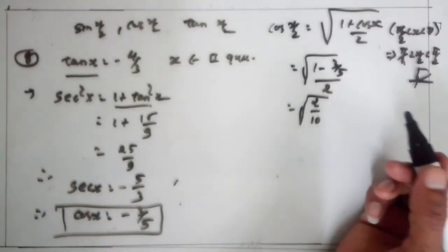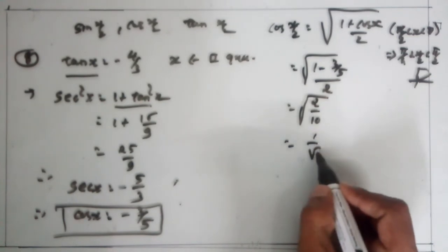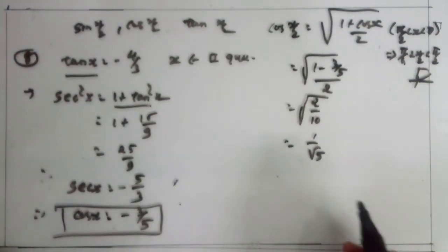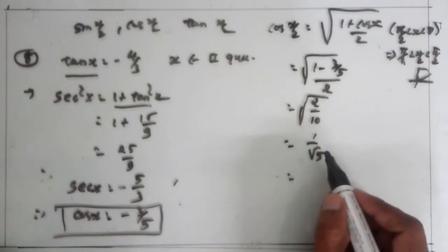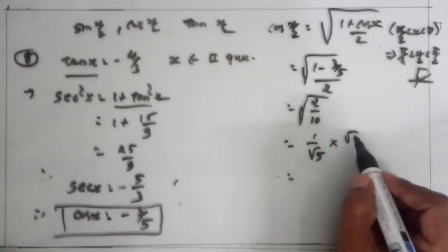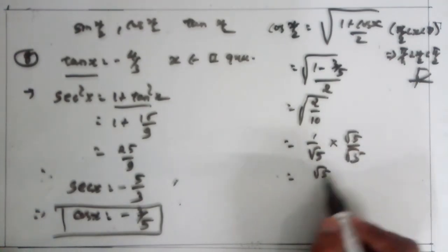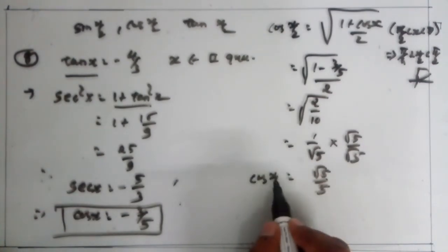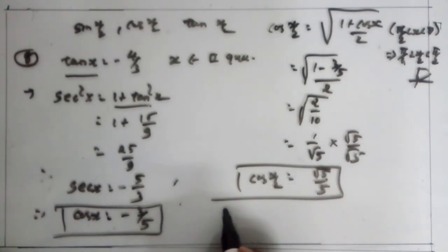Clear? So it is equal to 1 upon root 5. Or multiplying by the conjugate, root 5 upon root 5, to both numerator and denominator, 1 into root 5 becomes root 5 upon root 5 becomes 5. So this becomes cos x by 2. Clear this? Similarly, we get sin x by 2.